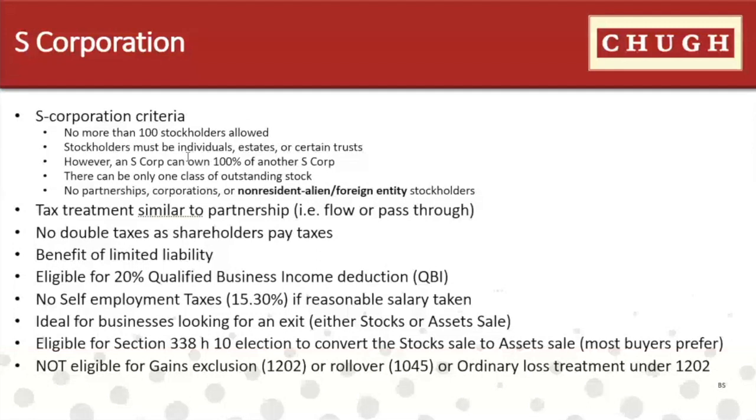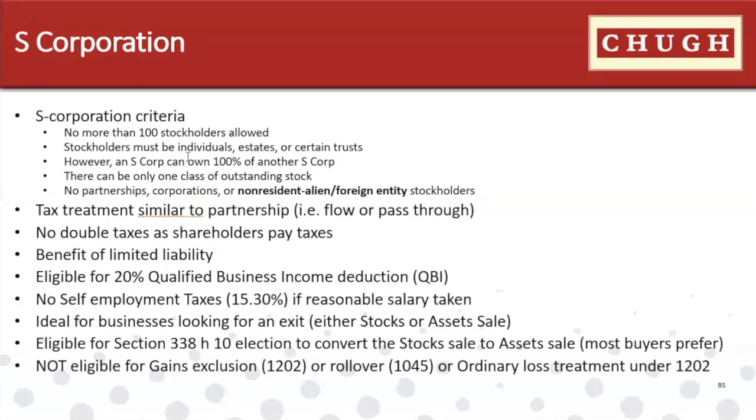This is a very good thing we need to keep in mind, because we can compare this difference with the LLC, which I'm going to discuss later on. So the biggest advantage between an LLC and an S corp is that net income is not subject to self-employment tax as long as the owner or the shareholder has taken a reasonable salary. And this is ideal for owners who are looking for an exit or the sale of the business.